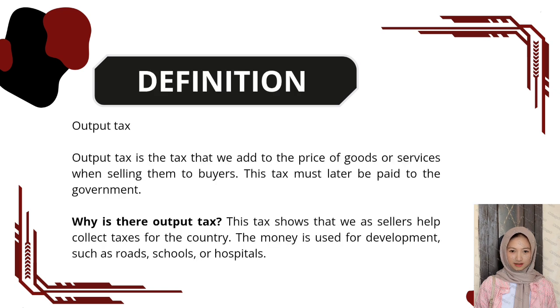Definition of output tax. Output tax is the tax that we add to the price of goods or services when selling them to buyers. This tax must later be paid to the government. Why is there output tax? This tax shows that we as sellers help collect taxes for the country. The money is used for development, such as roads, schools, or hospitals.